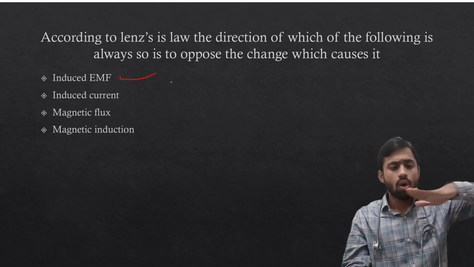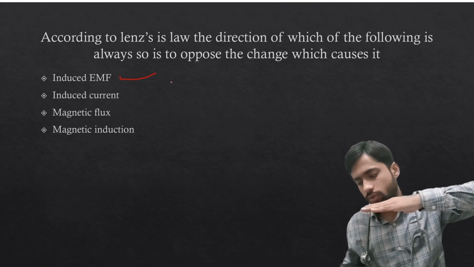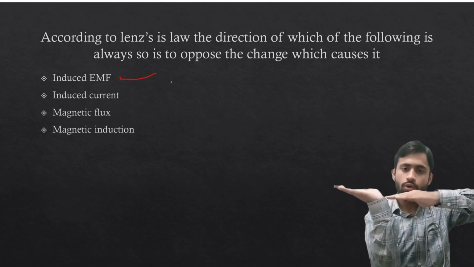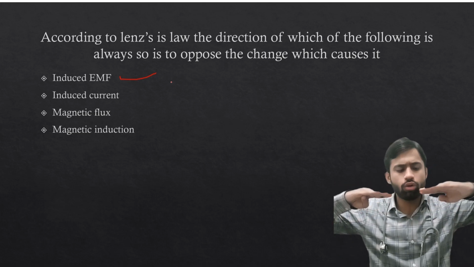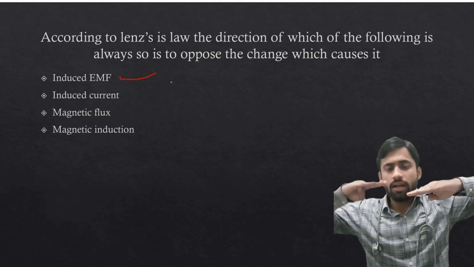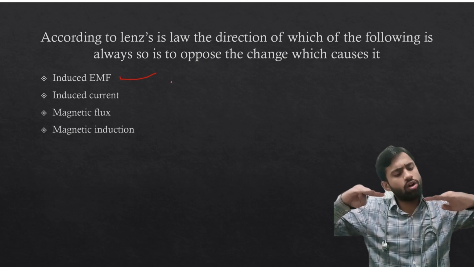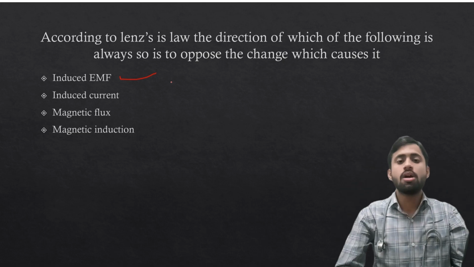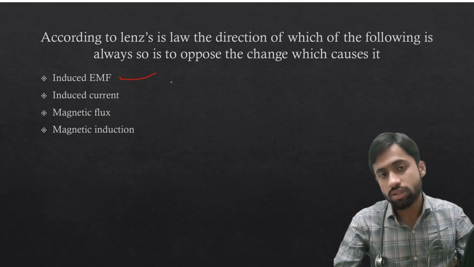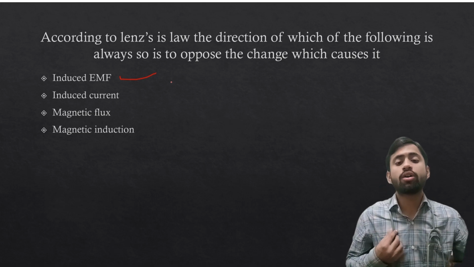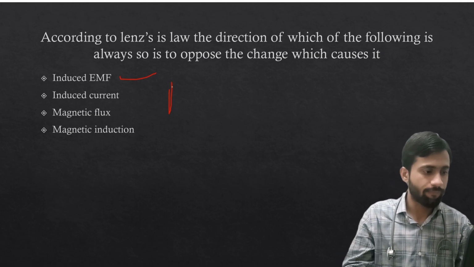If the magnet with the north pole is moving towards the coil, the coil will make a north pole right over here, in order to repel it from coming. There will be certain EMF induced which is making a north pole right over here in order to repel. So basically Lenz's law explains the direction of induced EMF, that is always in order to oppose the cause which causes it.